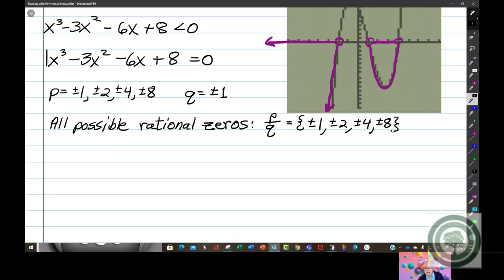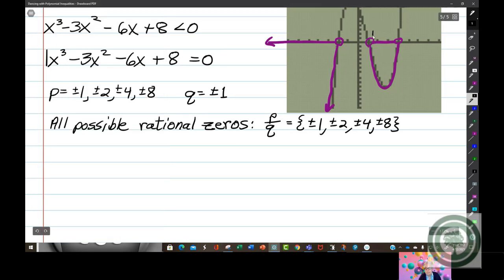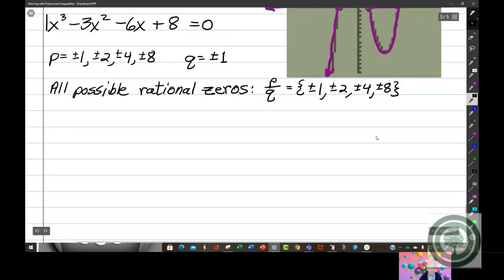And so our job is going to be to look at these crossing points. Maybe we could see them better here. And pick one. Pick one that looks like it's in here. Well, actually, they all look like they are in there, and they may well be. But let's pick an easy one. How about maybe one? And I am going to do synthetic division with 1.